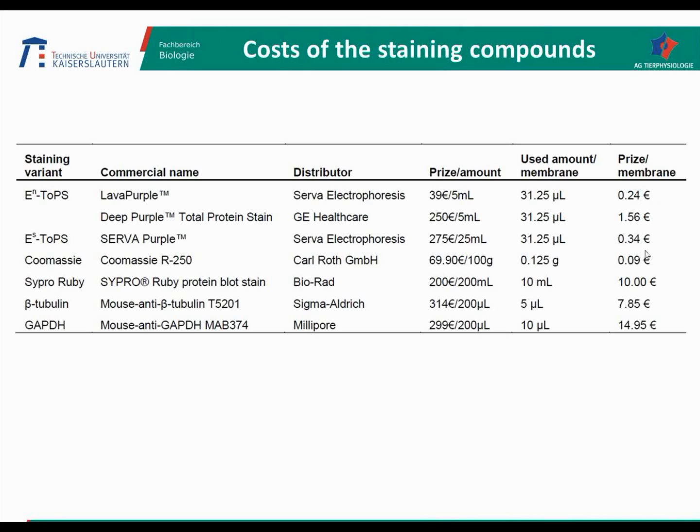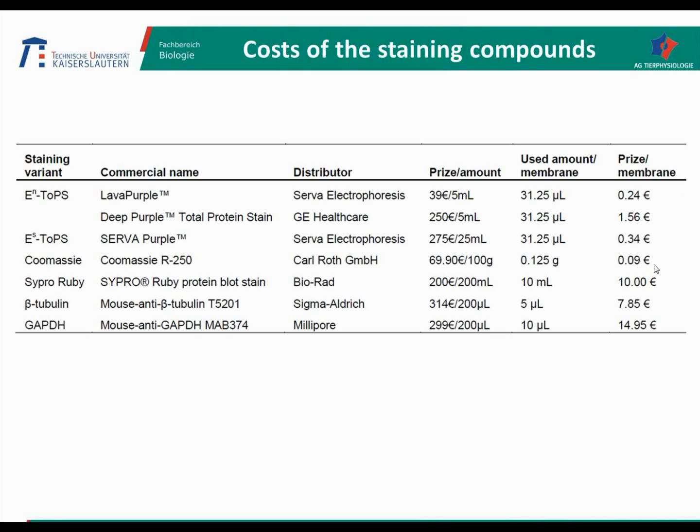It depends a bit on where you buy the staining variants. By the way, here you also see the commercial names. In the paper and in the talk up to now I only used the scientific names, but here you see the commercial names as well. And yes, they were quite low. One was lower, and this is Coomassie. Coomassie was the cheapest variant, only 9 cents per membrane for staining.